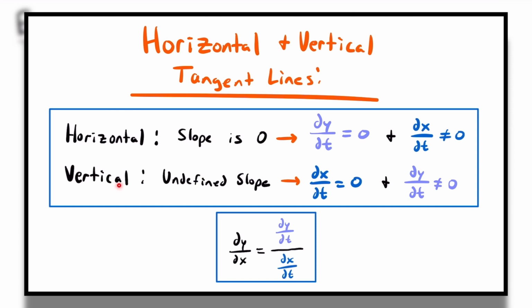And if you want to find vertical tangent lines, you want to look for where the slope is undefined, or where dx/dt is equal to 0. In both cases, whichever one you're looking for to be equal to 0, you don't want the other one to be equal to 0. Keeping these rules in mind, let's take a look at an example of locating points along a plane curve where we will find horizontal and vertical tangent lines.